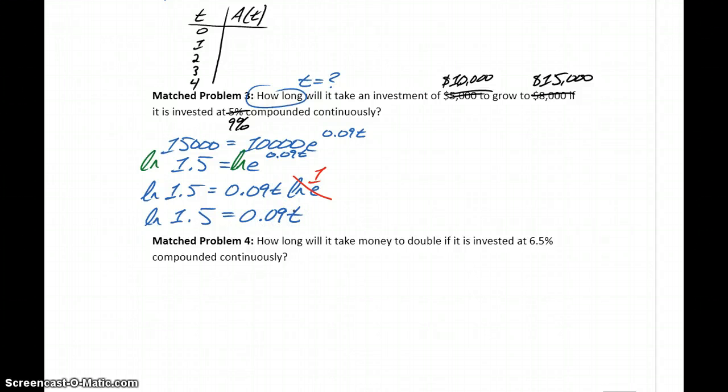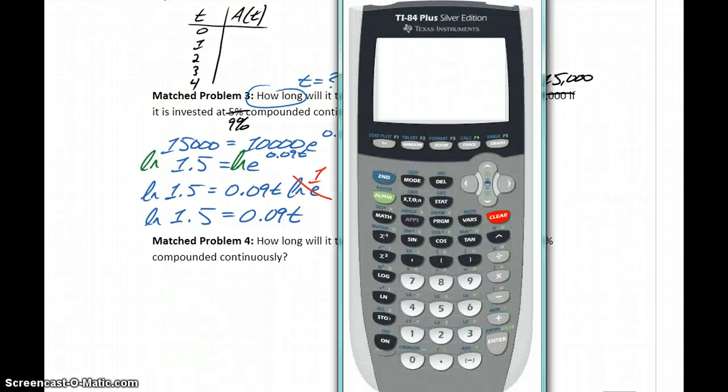0.09 times t. So to solve for t, we'll just divide both sides by 0.09, which will give us the natural log of 1.5 divided by 0.09. So for a theoretical problem, this is our exact answer. From here, the best we can come up with is an approximate. But since we're dealing with an application problem, we do want that approximate. We don't want to tell someone to invest money for the natural log of 1.5 divided by 0.09 years. We want to come up with an approximate decimal answer.